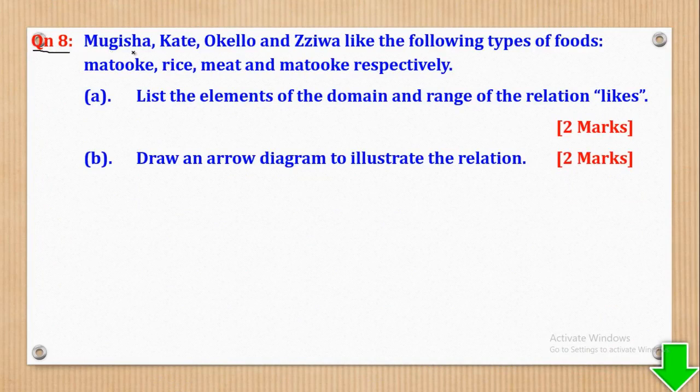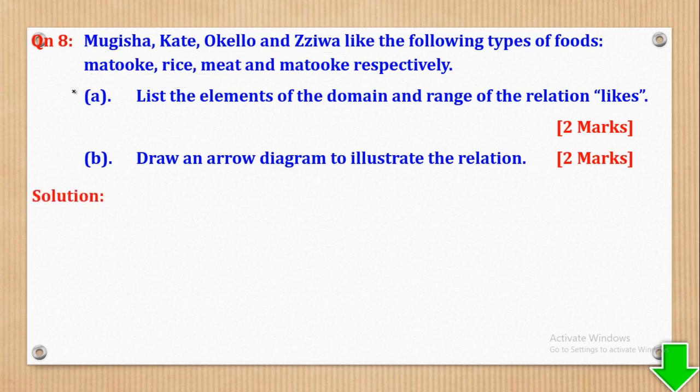Question 8 says, Mogisha, Kate, Okelo, and Zwa like the following types of food: matoke, rice, meat, and matoke respectively. This word respectively means that they are in the same order. So Mogisha likes matoke, Kate likes rice, Okelo likes meat, and Zwa likes matoke. Part A says list the elements of the domain and range of the relation likes. So likes means that this will be the first and this will follow after the like, meaning this will form the domain and this will form the range.